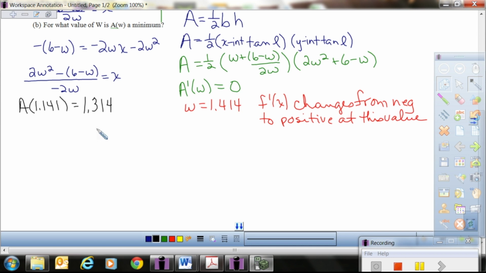So be very careful. You know, I was kind of like, I don't remember what they asked me. Go back and make sure you answer the question. If they ask you for W, give them W. But if they ask for the area, make sure you take that value and put it back into the original to find the area.